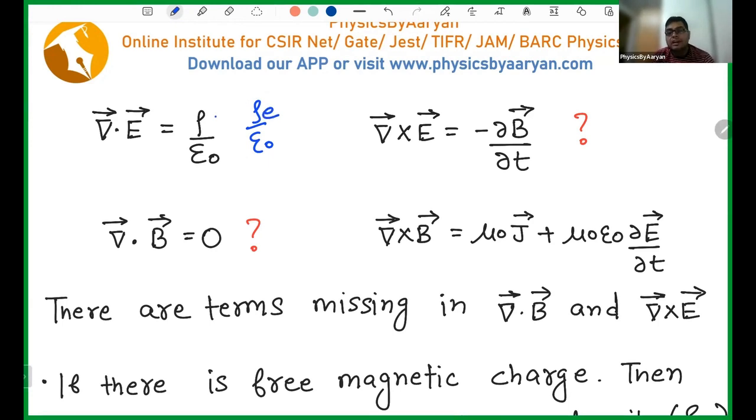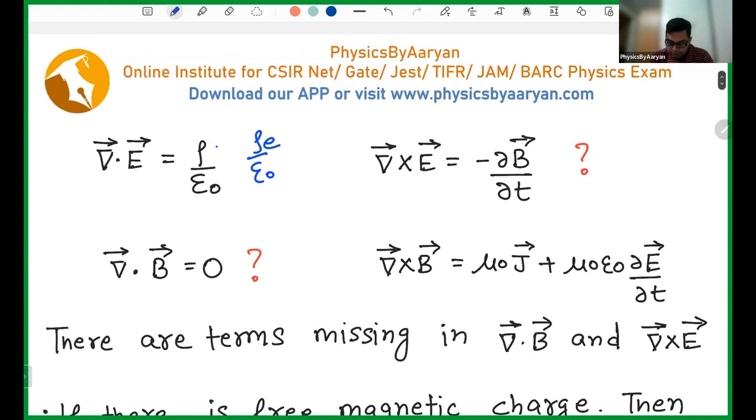You can have the electric charge, but you do not have the magnetic charge. So rho m by epsilon naught. Although here we should have rho m, but rho m does not exist. That is why we are getting 0 here.